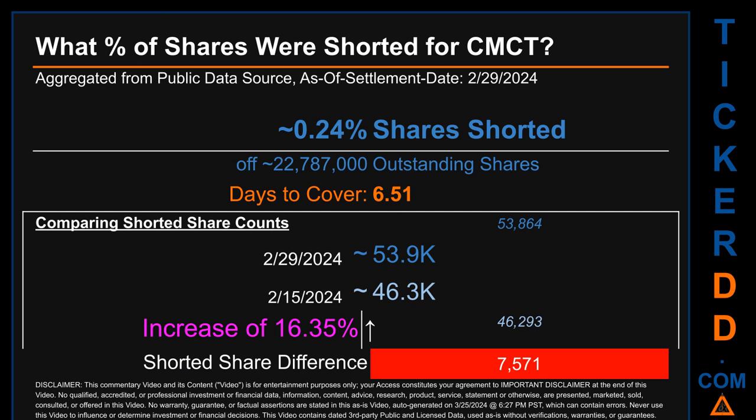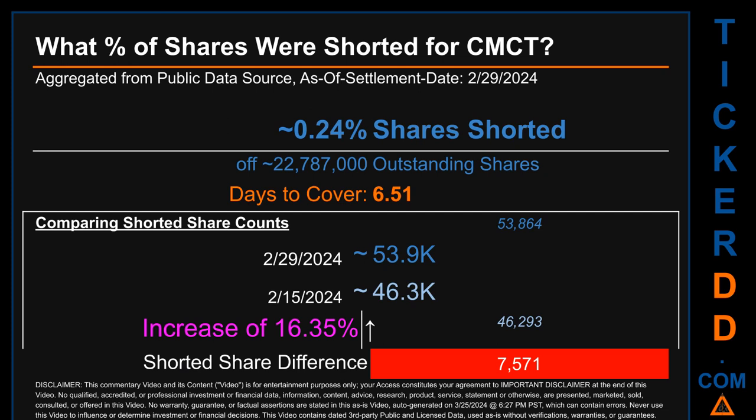What percentage of shares were shorted for CMCT for the 2-week period ending on settlement date, February 29, 2024? About 53.9 thousand shares of CMCT were shorted out of a total of approximately 22.8 million outstanding shares. Therefore, for CMCT, based on as-is, discovered, public data when this video was generated, the ticker has a short interest of roughly 0.24%, which I got by taking the number of shorted shares and dividing it by the number of outstanding shares to get the percentage value. Days to cover is 6.51.